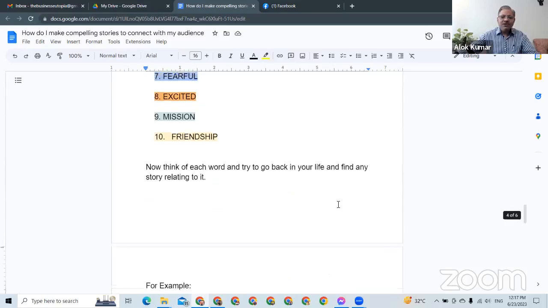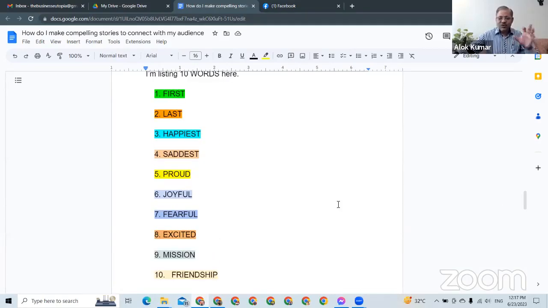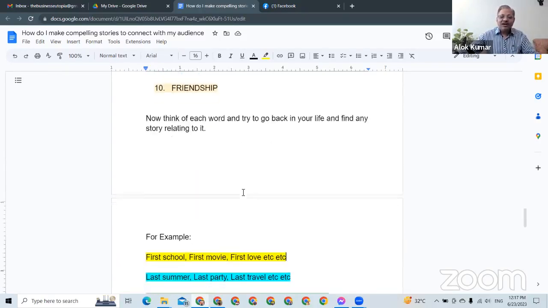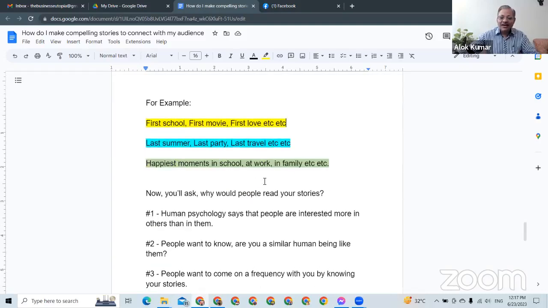Is that simple? Take these words, note them down, and start thinking about what happened in your life which you could relate in the form of a story. And everybody has that. Nobody can say that I don't have a story for this. Nobody can say, right? So this powerful strategy is going to give you multiple content ideas which you can create so that your audience starts interacting with you.